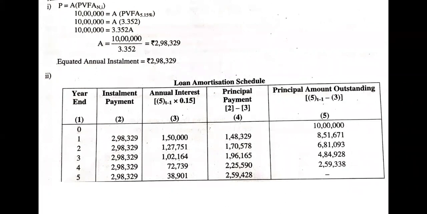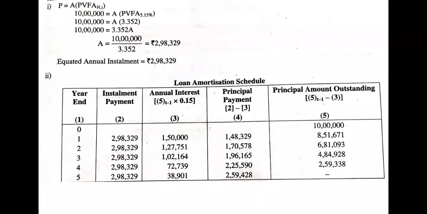Now principal amount outstanding. 8,51,671 is the principal amount which was outstanding. Out of that, 1,70,578 rupees we paid. Now how much is outstanding? It is 6,81,093 rupees. Right? So that means we need to reduce it. Now next year again 2,98,329 rupees. The annual interest will be on 6,81,093 rupees. So that is 1,02,164 rupees.